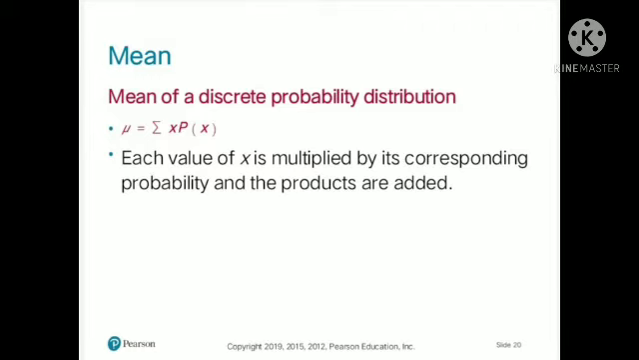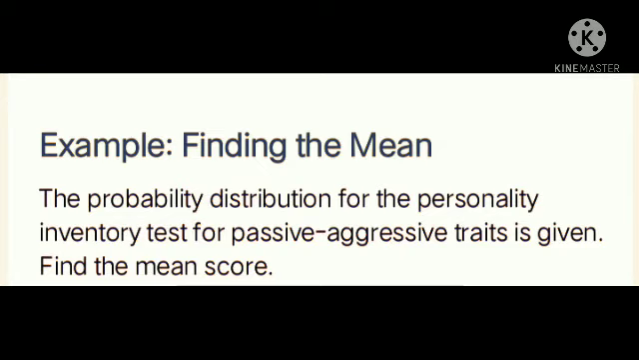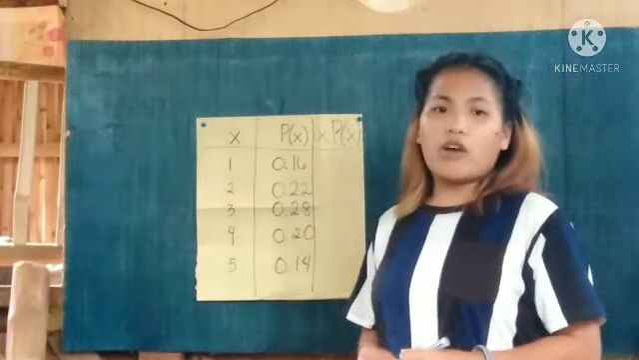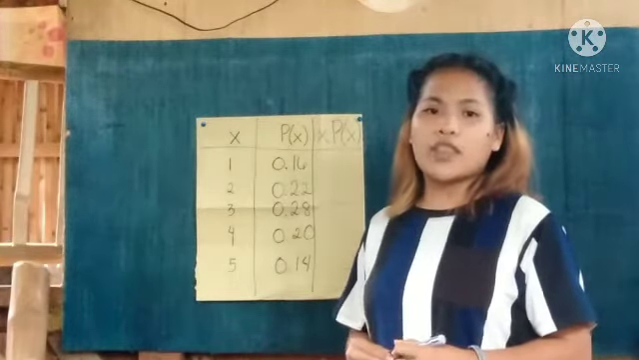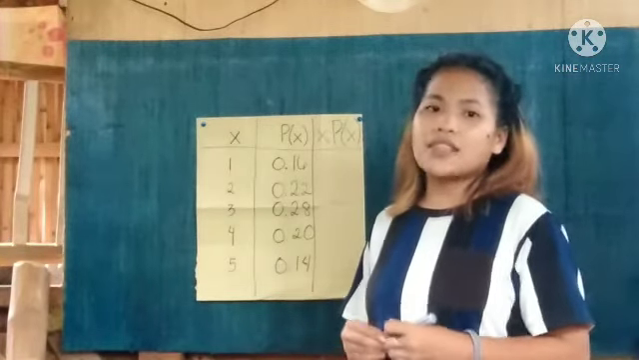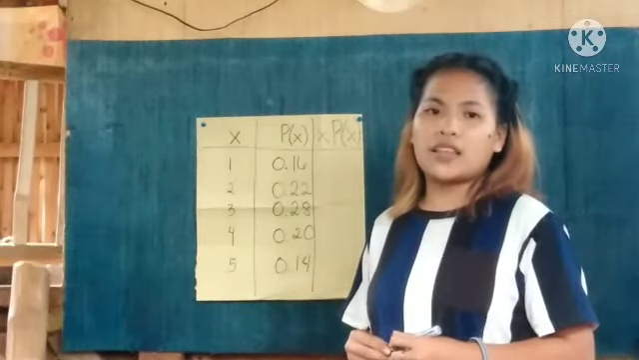The probabilities can never be negative or greater than 1, so this distribution is not a probability distribution. The mean of a discrete probability distribution is found by multiplying each value of x by its corresponding probability and adding the products. So the formula for the mean is the summation of x times the probability of x. Let's have an example: the probability distribution for the personality inventory test for passive-aggressive traits is given. Find the mean score. To find the mean of a discrete probability distribution, we will use the formula, the summation of x times the probability of x.